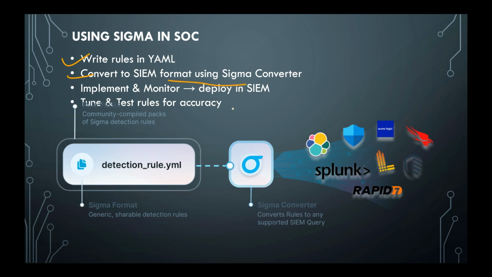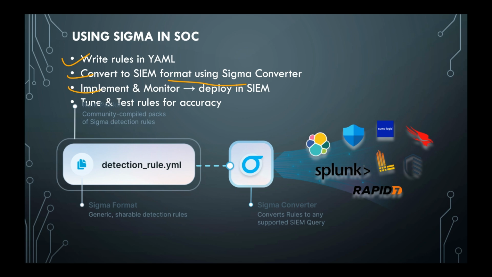The magic happens when you convert your Sigma rule into the format supported by your SIEM. Sigma provides a tool called a Sigma converter, which allows you to convert Sigma rules into formats such as Splunk, Elasticsearch, QRadar, and more. For example, converting a Sigma rule to Elasticsearch, you can use the Sigma converter to turn your rule into an Elastic query. Then implement and monitor.